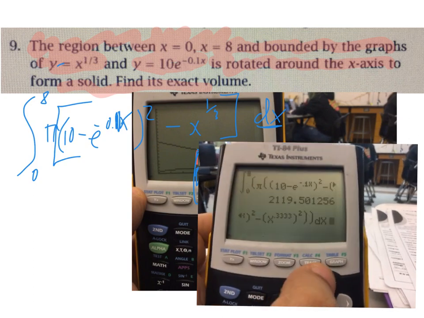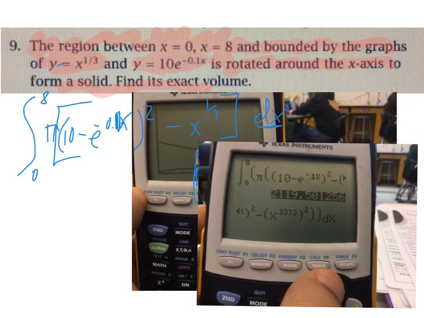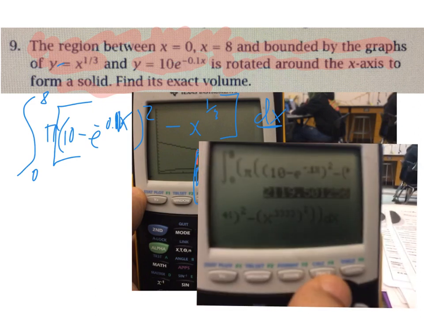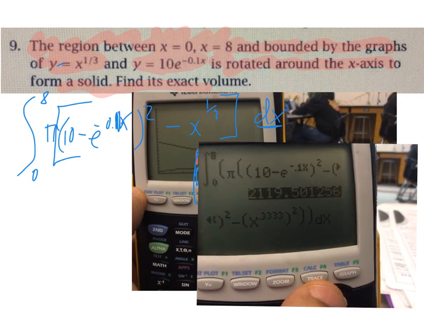When you calculate it, I'm not going to do it again because it took a long time to calculate, I got about 2,119. And that's it. That's the end of the video.